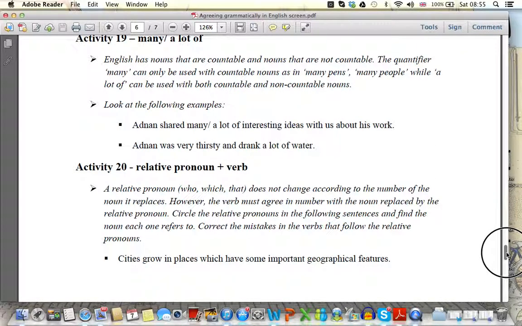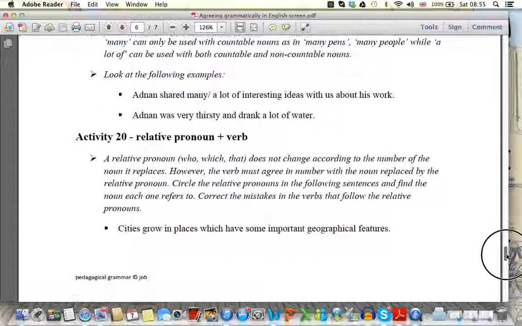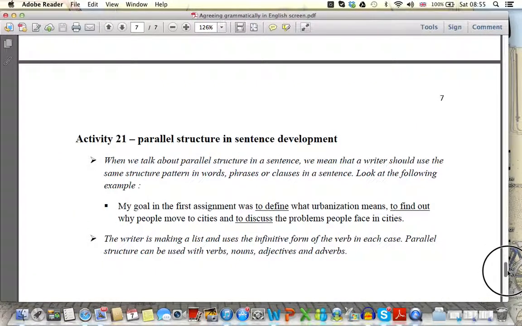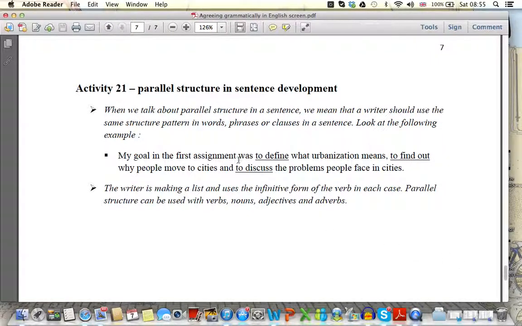Relative pronouns plus the verb. A relative pronoun, which or who, can refer to singular or plural nouns, but the verb will have to agree with the reference. So for example, here we have cities grow in places which, and which refers to places, it's plural, so therefore the verb must be plural. We have parallel structure in sentences, define, to discuss.